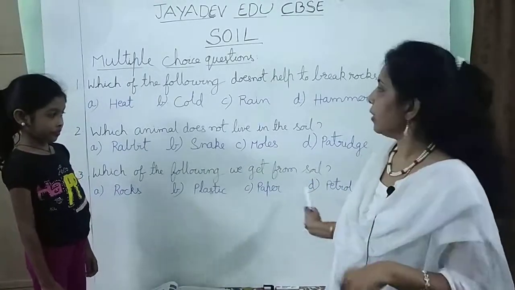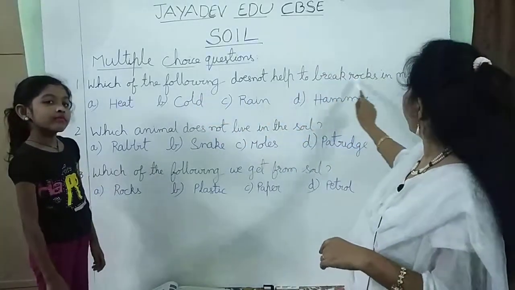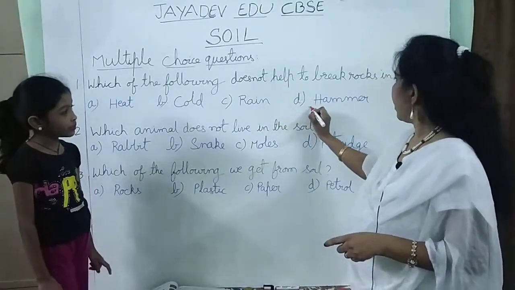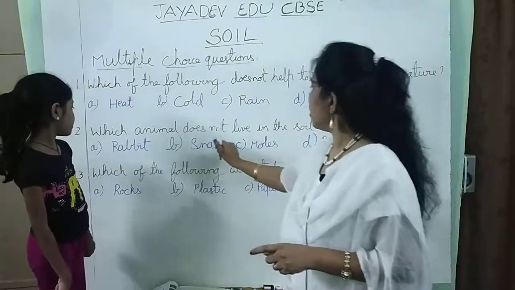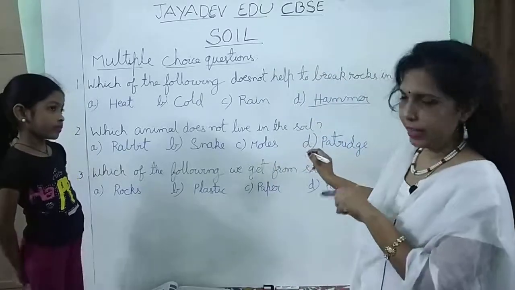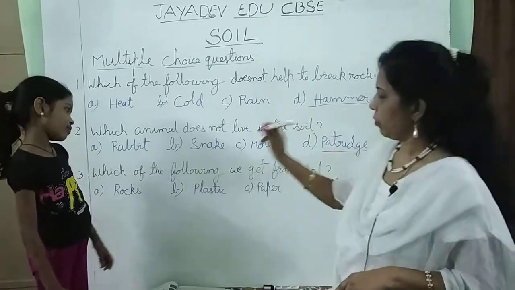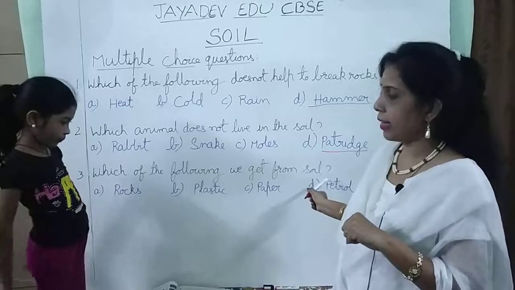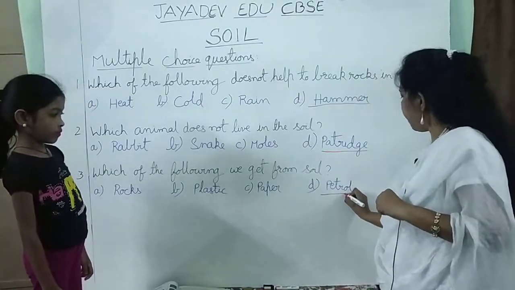Once again, which of the following does not help to break rocks in nature? It is hammer. Which animal does not live in the soil? It is partridge. Which of the following we get from the soil? It is petrol.